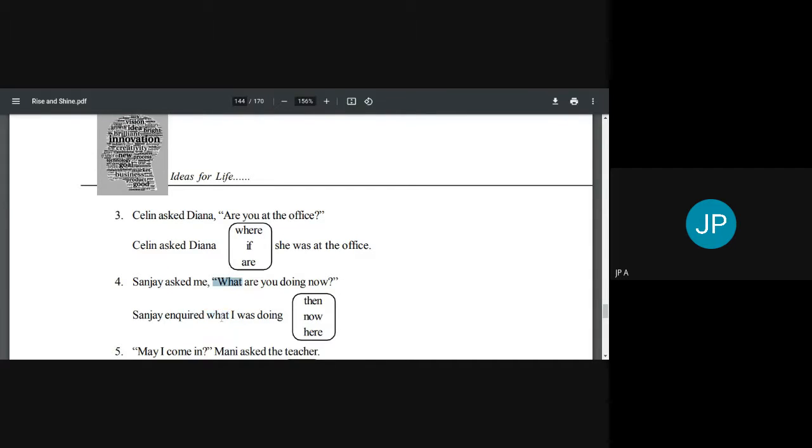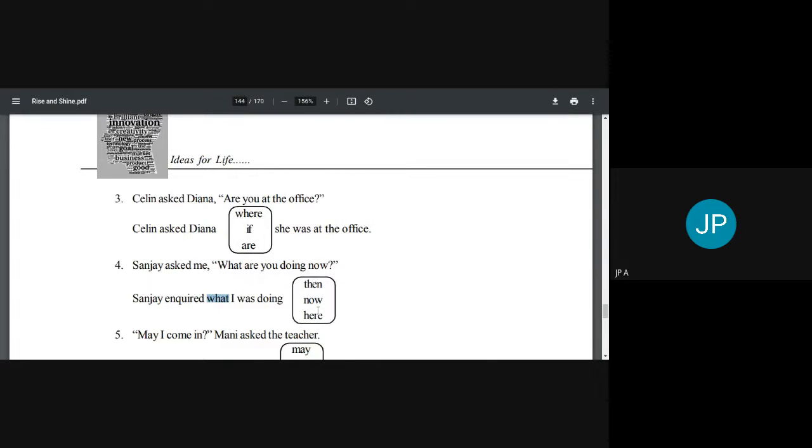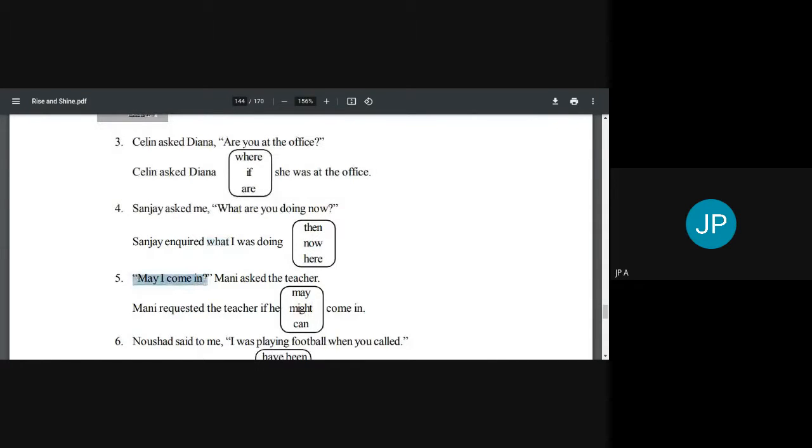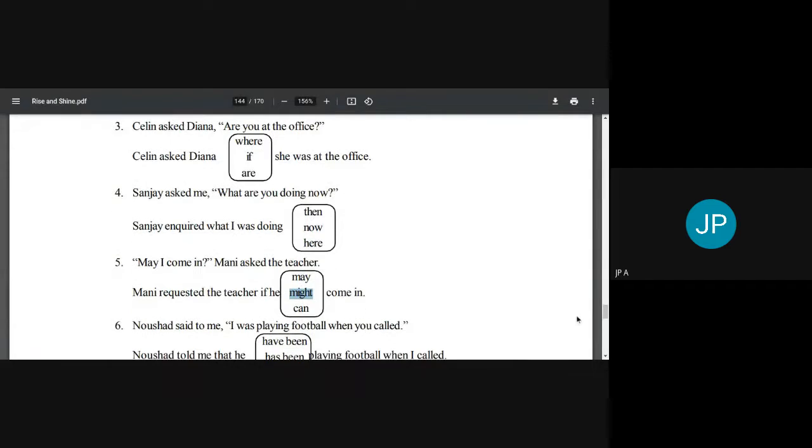The WH question word is repeated in the indirect speech also. What I was doing now becomes then. Next is a yes or no question. May I come in? Is a yes or no question. So the question word used is if. May becomes might.